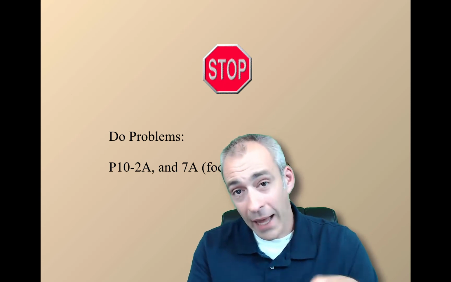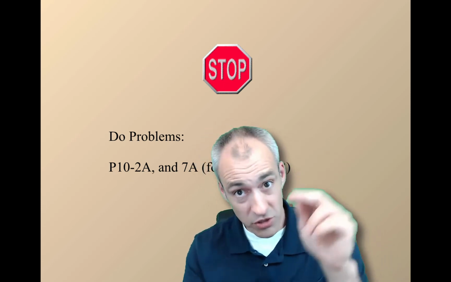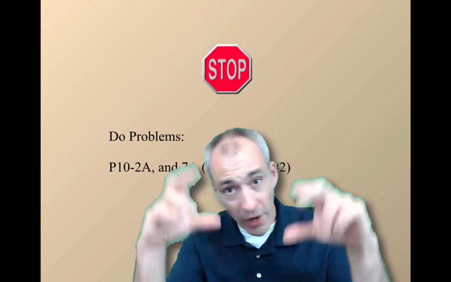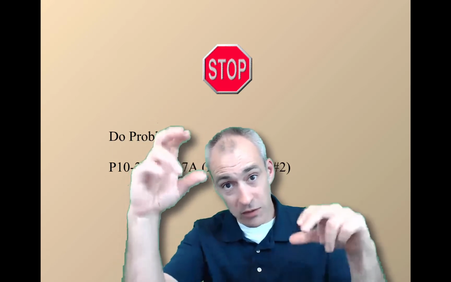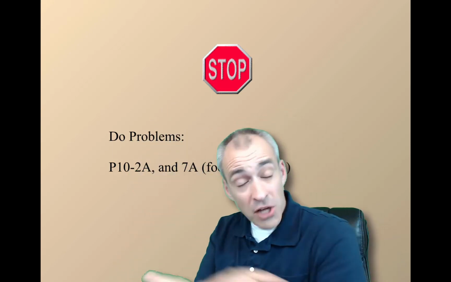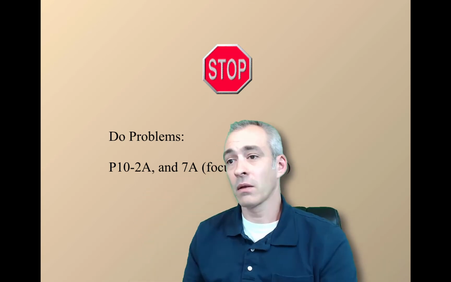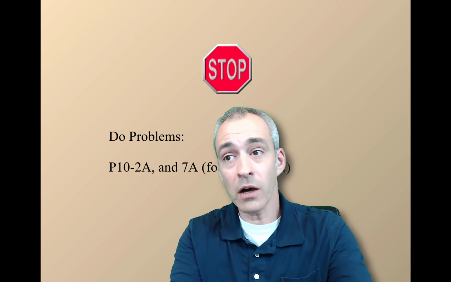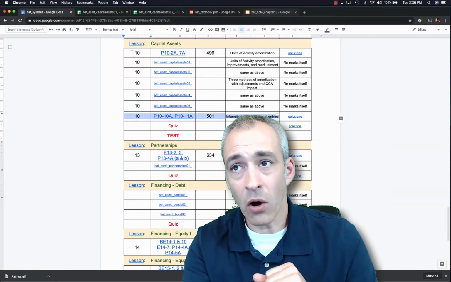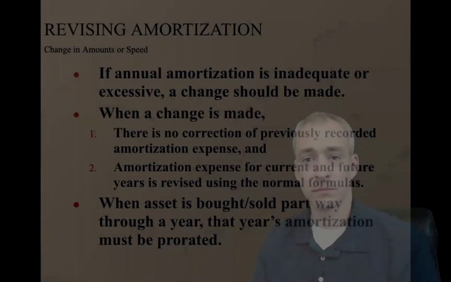So think about that when you do 7A, particularly that Part B. And when you look at the solution set, you'll see that the loss is the same, but how you break it down into amortization expense versus gain or loss on disposal differs. All right, so stop this, try those before you go on with this video. And those, just so you know, on the syllabus are right here. All you need to do first is just this row.